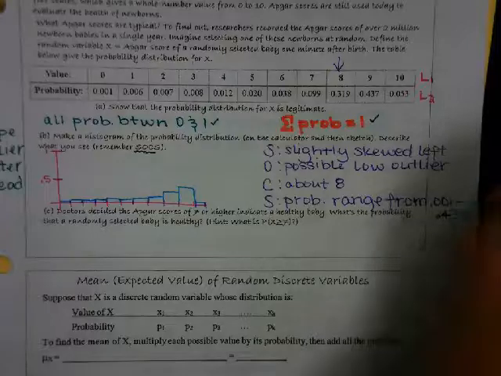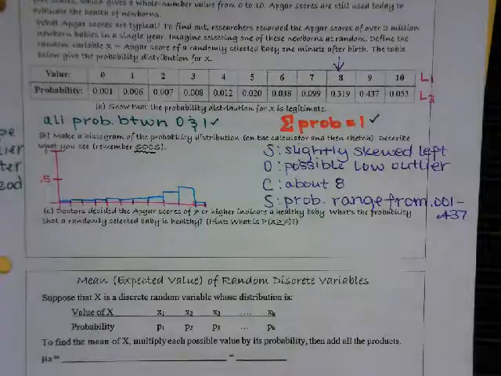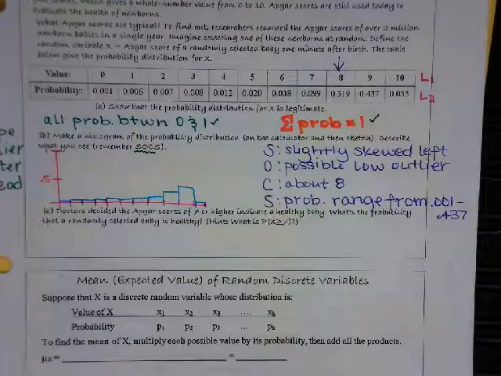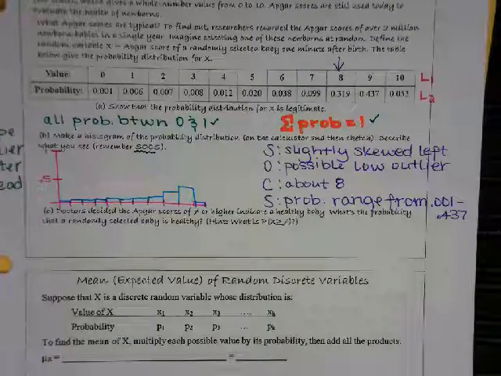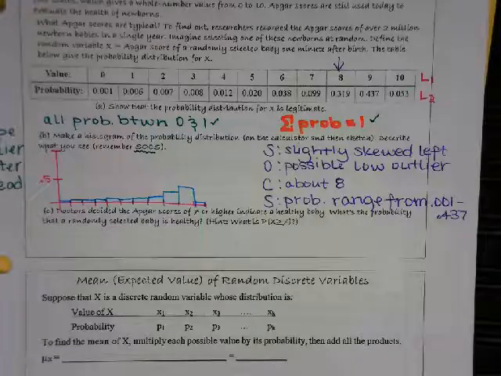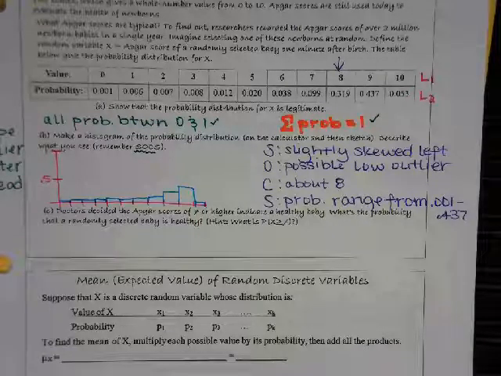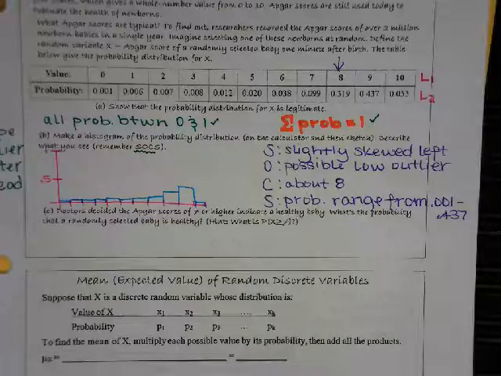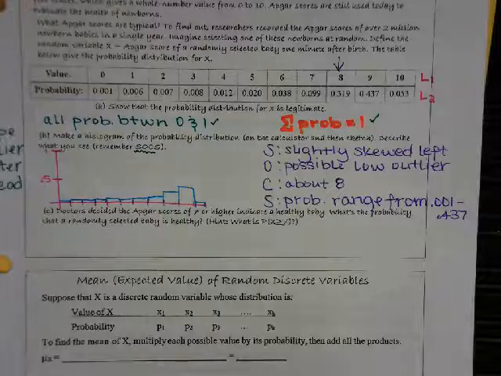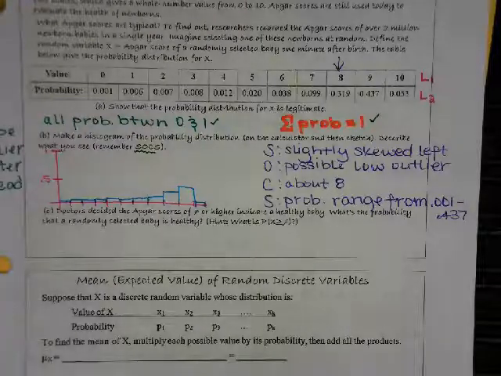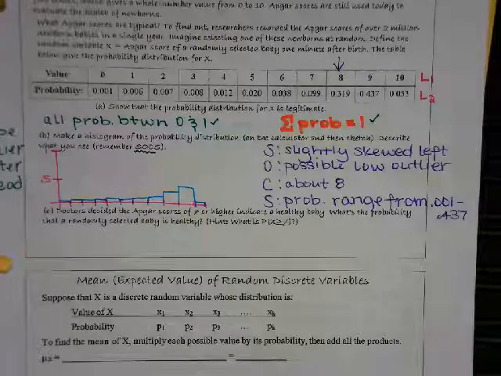Any questions before we look at part C? I thought about writing that the probabilities range is 0.436. I'd accept either one, stating the actual range or giving me the value of the range. Any other questions?